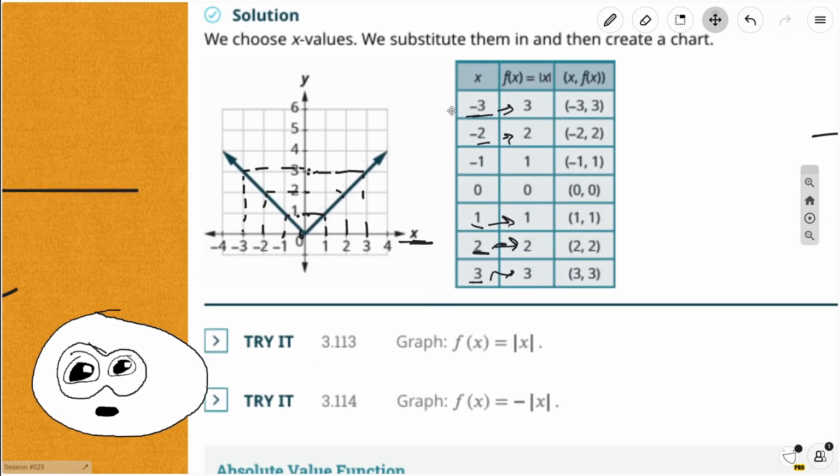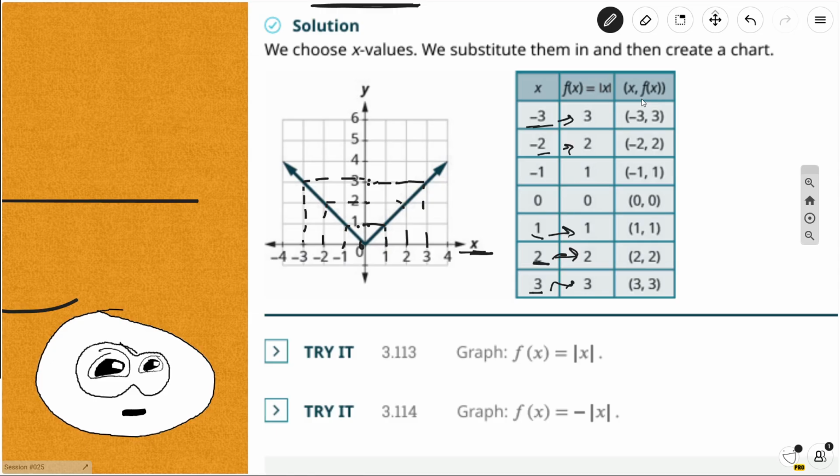And I'm blocking this with my head. I'm so sorry. Whoops. I have to be conscious about that.